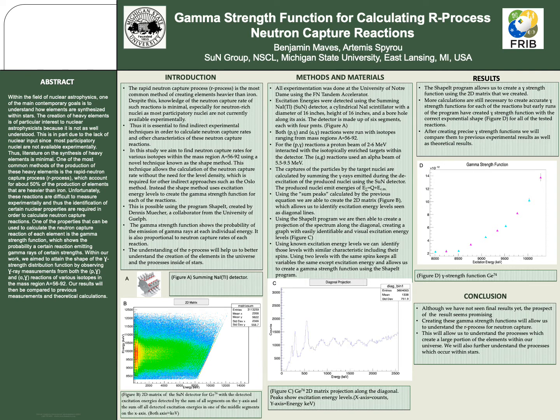By plotting the sum of the gain-matched and calibrated de-excitation energies from the whole detector against the sum from just one of the middle segments and gating the sum peaks, we created the 2D matrix seen in Figure B. This 2D matrix allows us to identify each of the excitation energy levels by comparing them to known data. The levels show up as diagonal lines on the matrix.